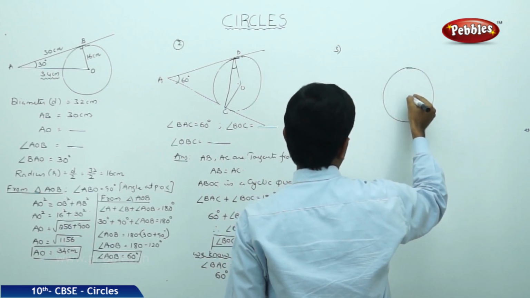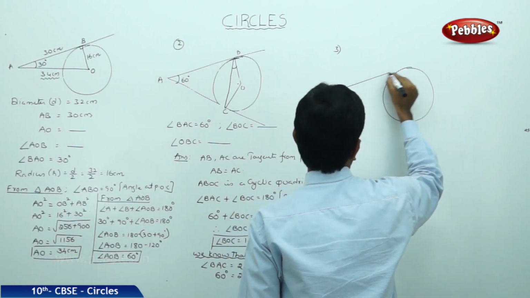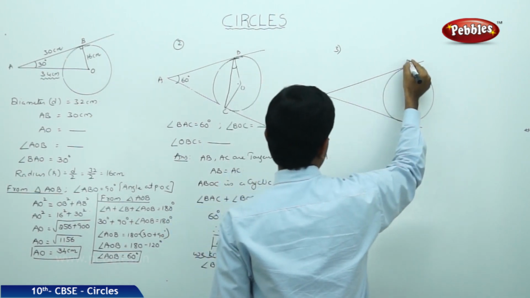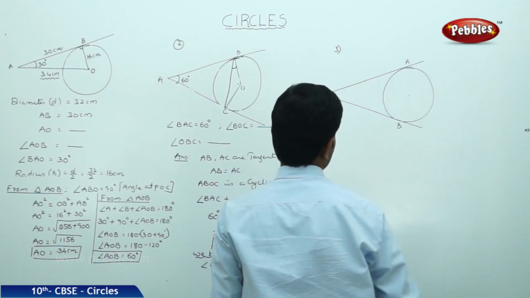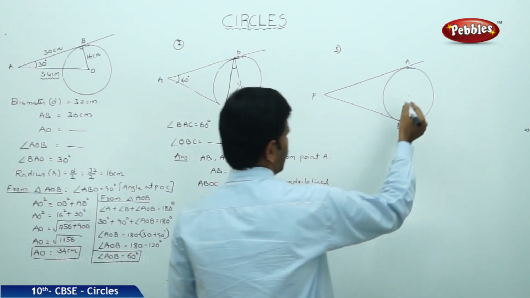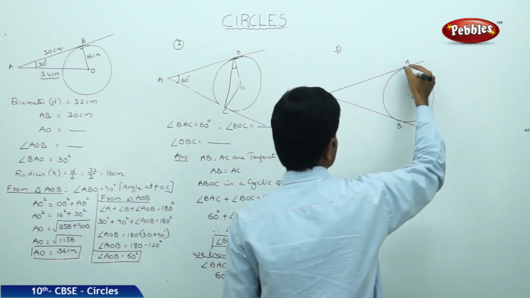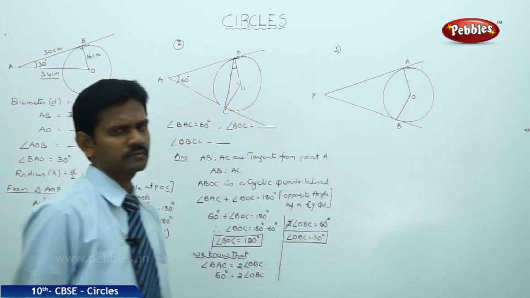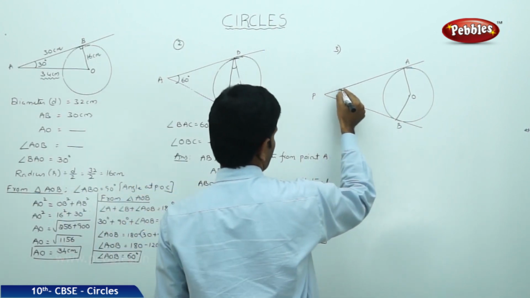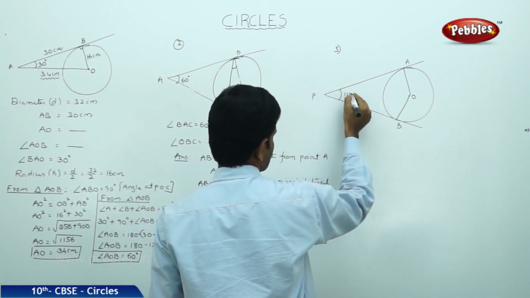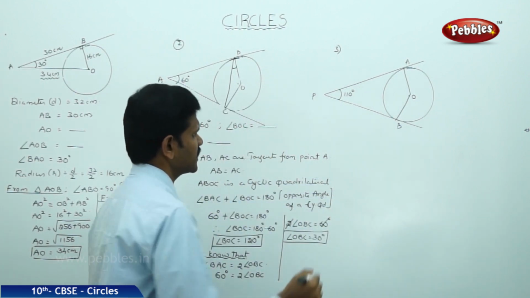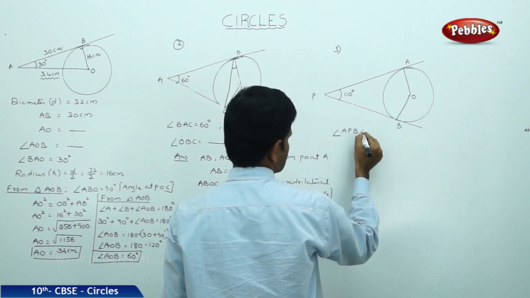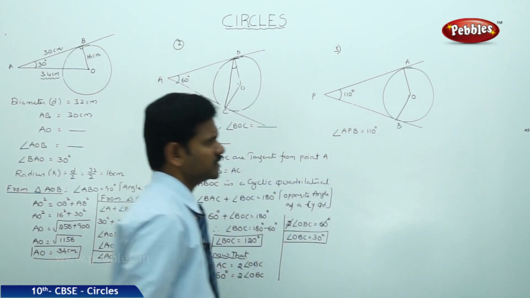Let O be the center of the circle. PA, PB are the two tangents, and let O be the center of the circle. Join OA and OB. Now here the angle APB is equal to 110 degrees.